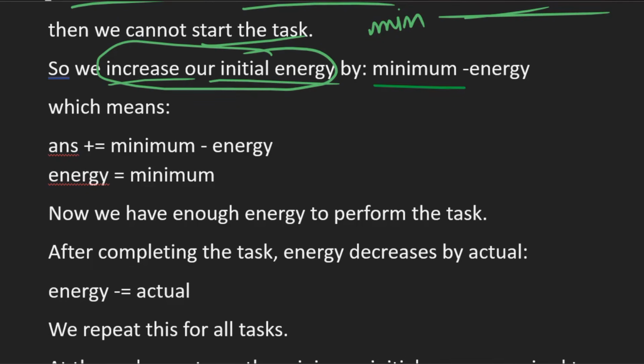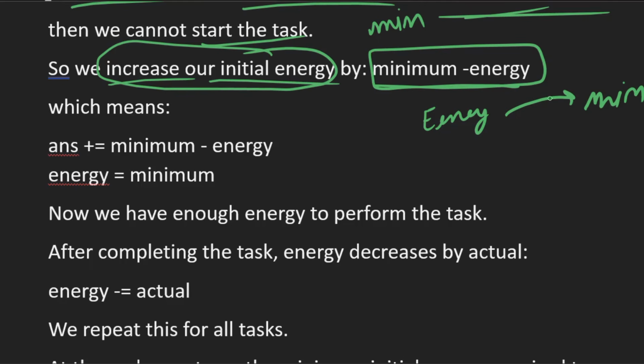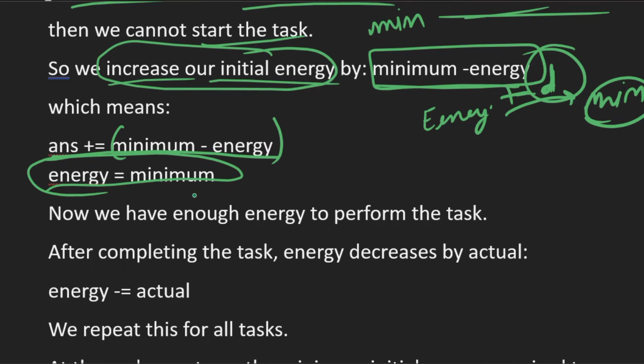So we have to increase by minimum minus energy, because we have energy and we need minimum. So this difference should be added to energy to reach the minimum, right? So how much have we increased? We have increased by d, so that we will add to the answer, and now our energy will become equal to minimum. So now we have enough energy to perform the current task, right?